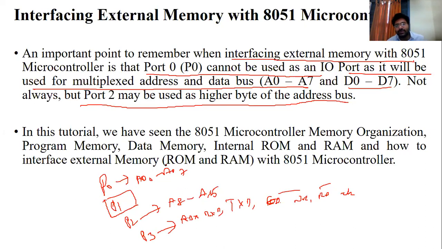So for interfacing internal as well as external memory, you are using port 0 as well as port 2, because both address lines A0 to A7 and A8 to A15 are available. By using the address latch enable, the ALE pin, you can separate the address lines from the data lines.